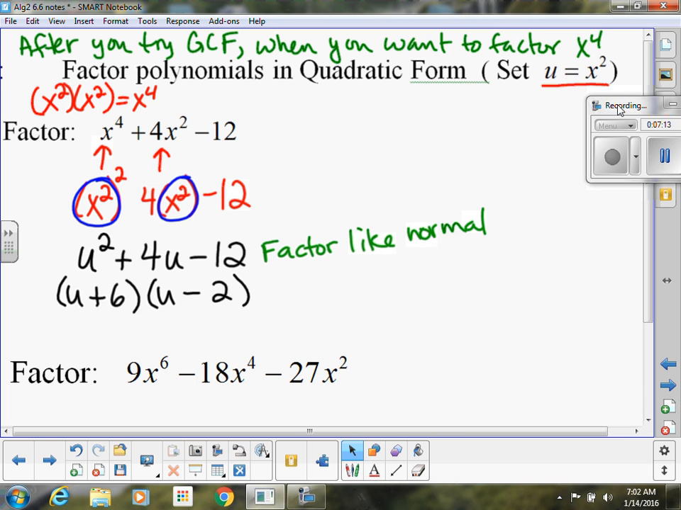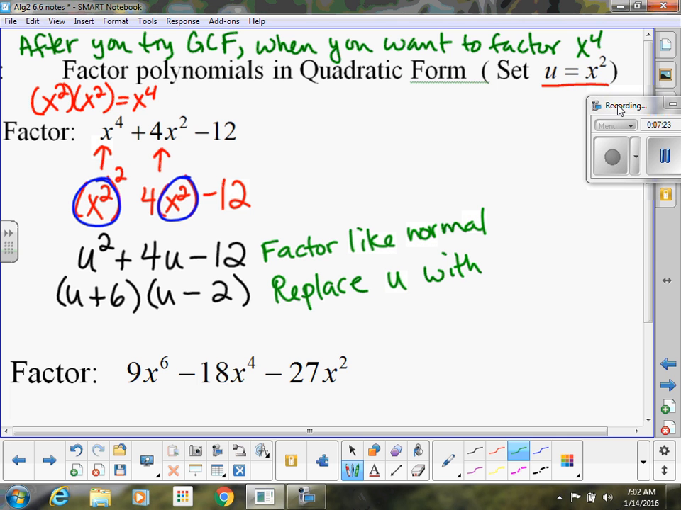So how does this help us? That's not really our answer. So now I've got to go back and replace any of the u's with x squared. So everywhere where I see a u, I'm going to go back and replace it with what I originally replaced it with. So instead of u, I'm going to have x squared. Here, instead of u, I'm going to have x squared minus 2.